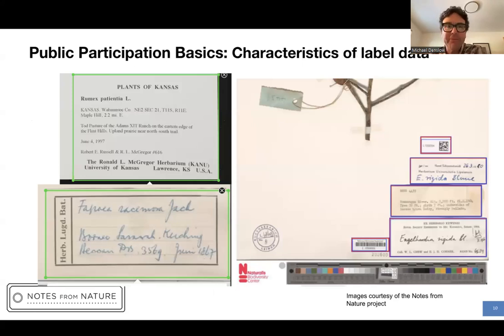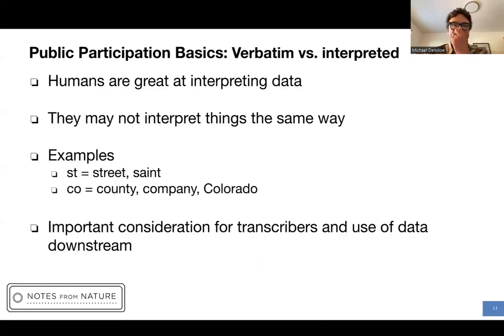I think I'll actually just skip over this one. We've talked about a lot of this stuff already. And so this gets into questions about how we want them to enter the information. We generally focus at Notes from Nature on verbatim. So for example, if we're doing the transcription of something, just enter it as is.